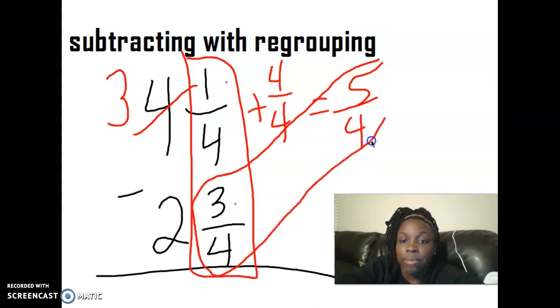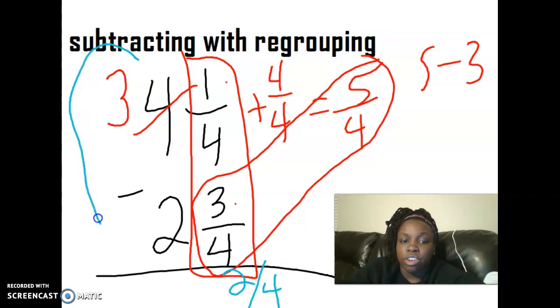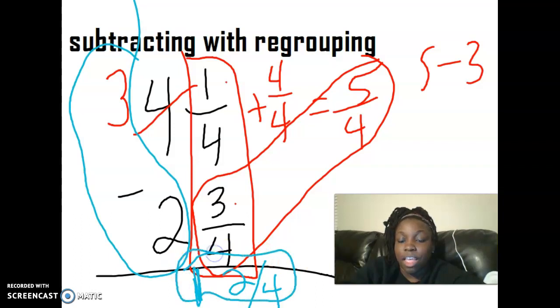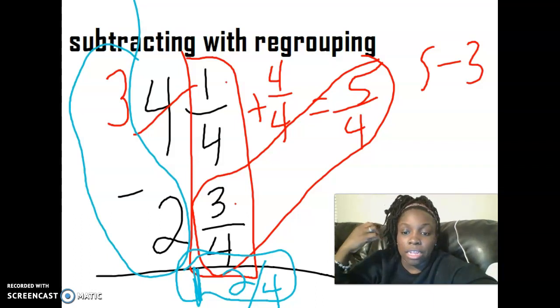Now can we subtract that? We can do 5 minus 3. That is easy. We can do that. 5 minus 3 is 2. So I'm going to put a different color, 2 fourths. Now I have to subtract my wholes. 3 minus 2 is 1. So my answer is 1 and 2 fourths. So hopefully this brought some type of light to you, like, oh my goodness, I remember this, Miss Brown.